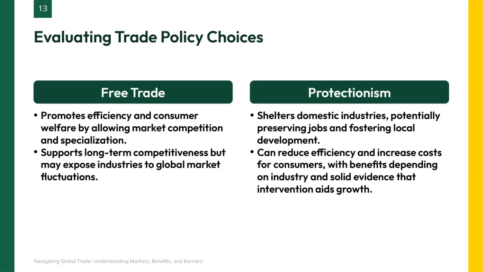Here we're looking at two different trade policy approaches: free trade and protectionism. On the left, free trade encourages efficiency and benefits consumers by fostering competition and allowing countries to specialize in what they do best. This can boost long-term competitiveness, though it does mean industries might face some risks from global market changes. On the right, protectionism focuses on shielding domestic industries, which can help preserve jobs and support local development.